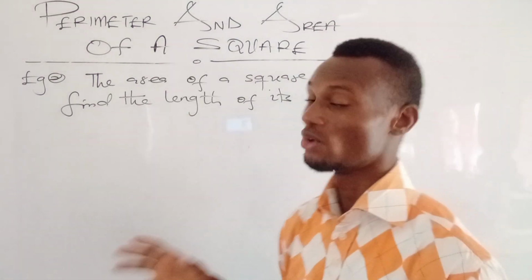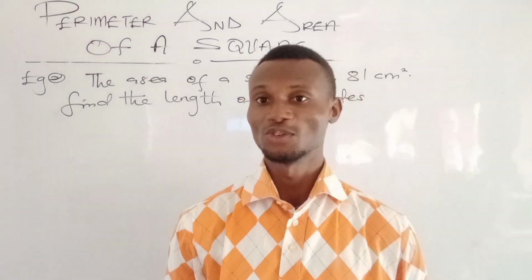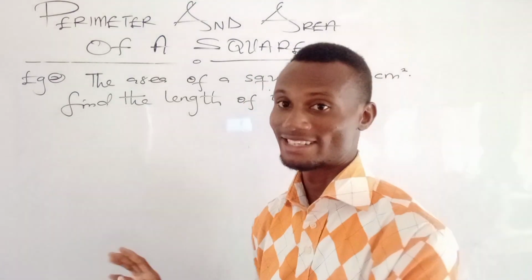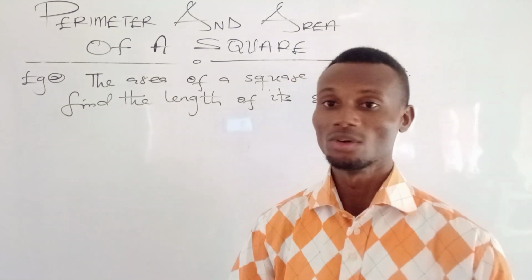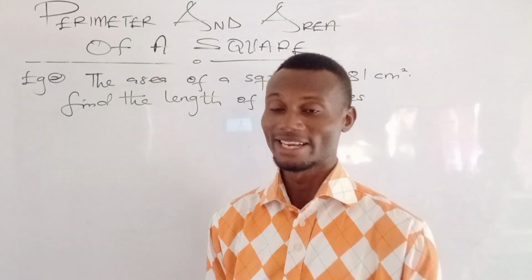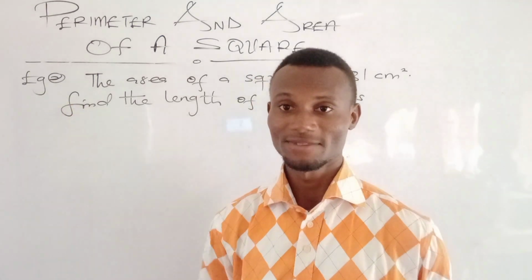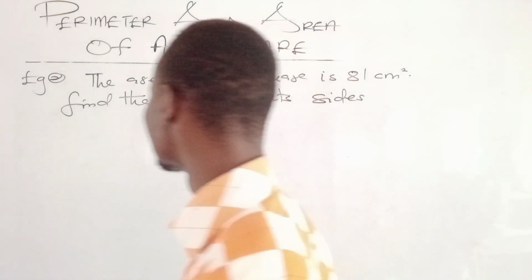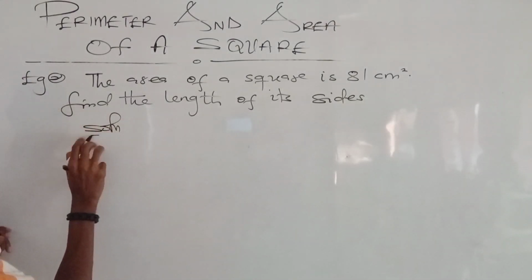You know that a square has all sides equal. So finding one of its sides means we can know the rest of the sides because all the sides are equal. If you get one of the sides to be 5 centimeters, it means each of the rest of the sides is also 5 centimeters. So let's go ahead and solve the question that I have on the board. Let me write my solution and let's do it together.